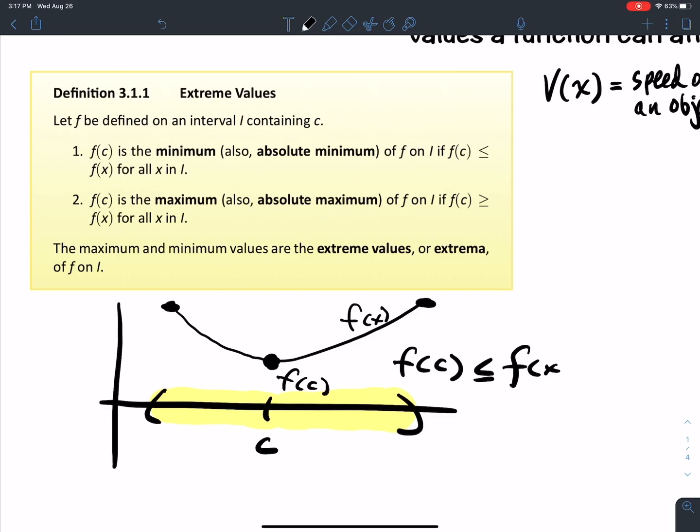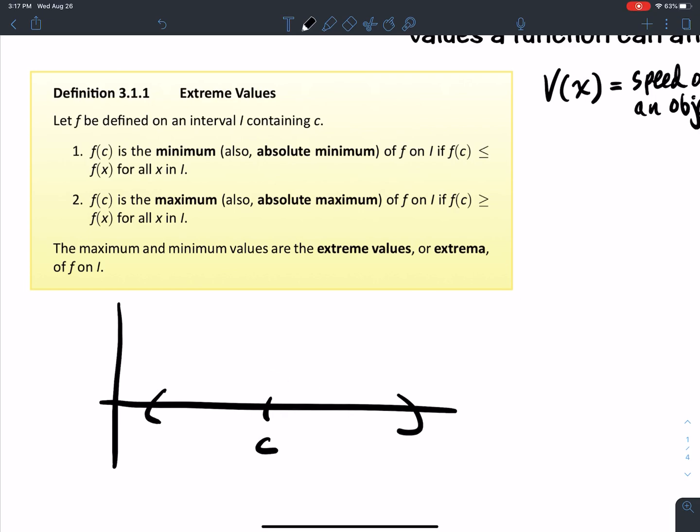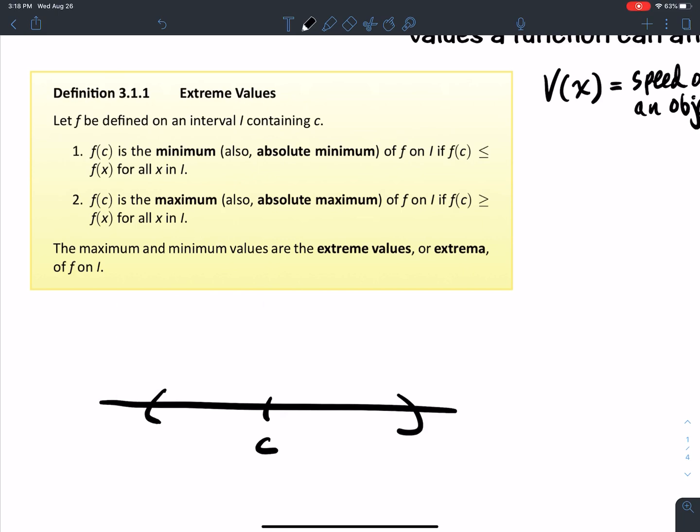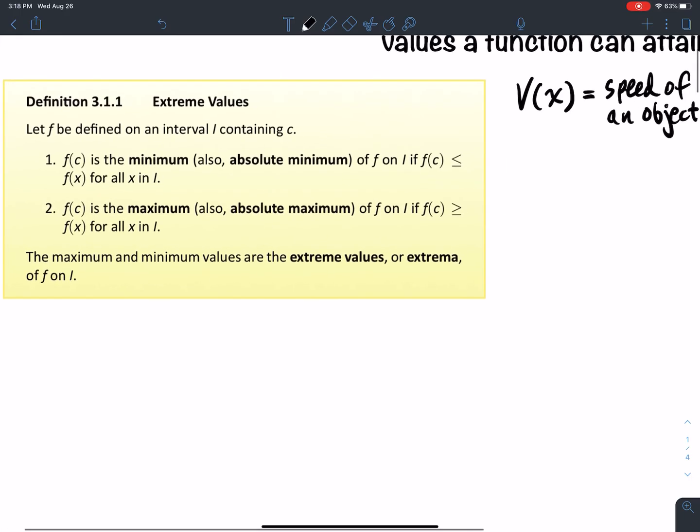Number two is the opposite of this. Instead of being an absolute minimum, it's an absolute maximum. For f of c to be an absolute maximum, f of c is greater than or equal to f of x for any x in this interval. So that would be the absolute maximum. The maximum and minimum values are known as the extreme values, or extrema, of f on the interval I. Okay?